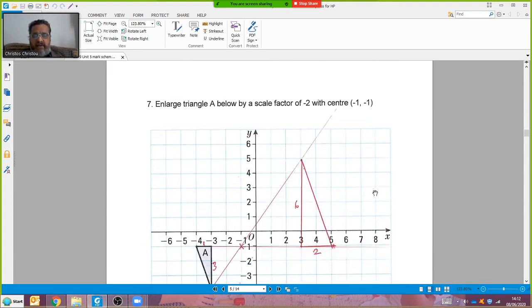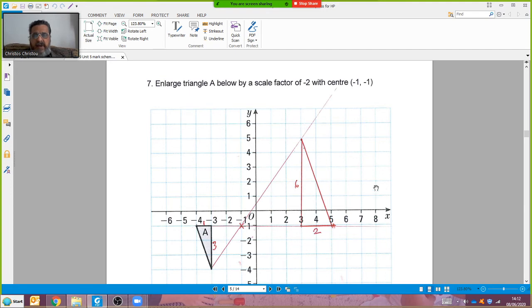This is what grade 7 looks like when it comes to enlargements. Again, very few people got any marks at all. Maybe you didn't reach that far in your studies, or you didn't revise it, or you're too busy being locked down playing Fortnite or whatever.